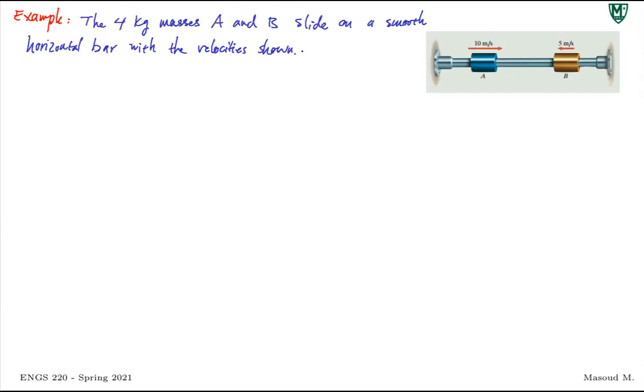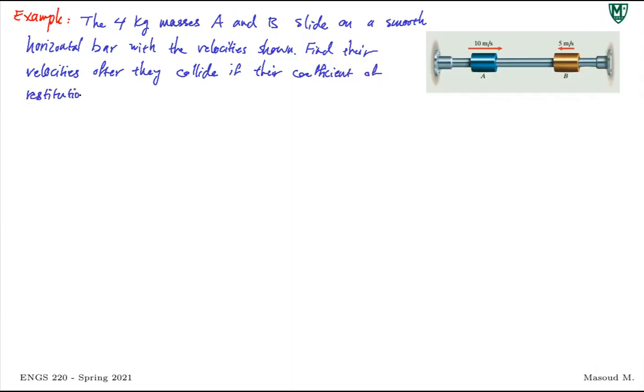That's a very straightforward question, I would say, that we have to address. So find their velocities after they collide. And also we are given that their coefficient of restitution is 0.8. So e is also given.